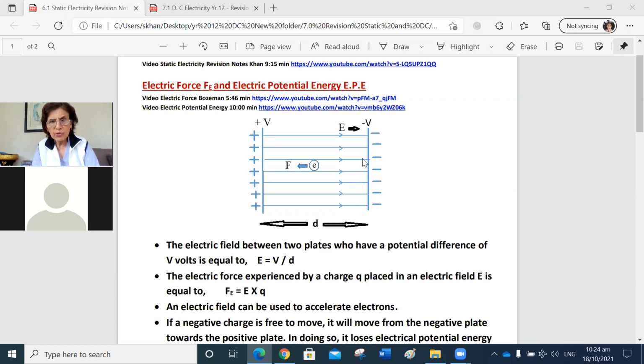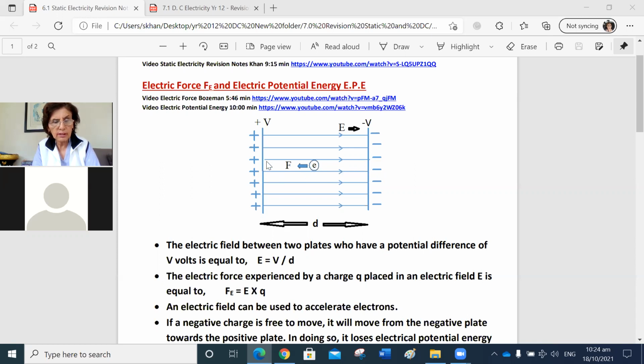As the electron moves from here to the positive plate, it loses its electrical potential energy and gains kinetic energy. The gain in kinetic energy will be equal to the electrical potential energy. So how much electrical potential energy does it have here?